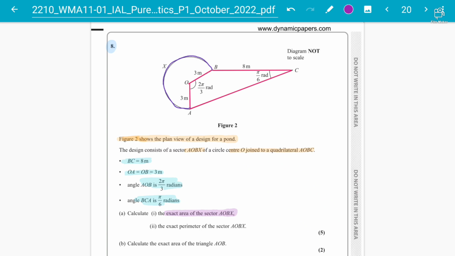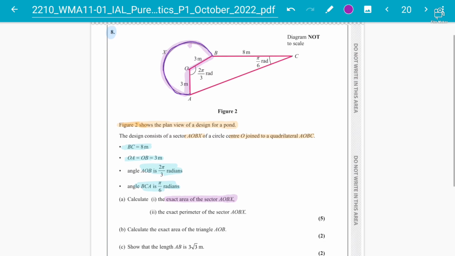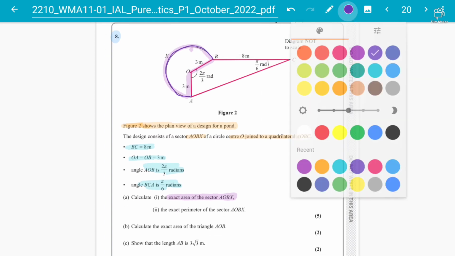So make sure you utilize that diagram by understanding that they're asking the area of this sector, the shaded part, that is AOBX. They're asking the area of this part, that is AOBX. So this sector of the circle. So how are we going to find the formula for this?